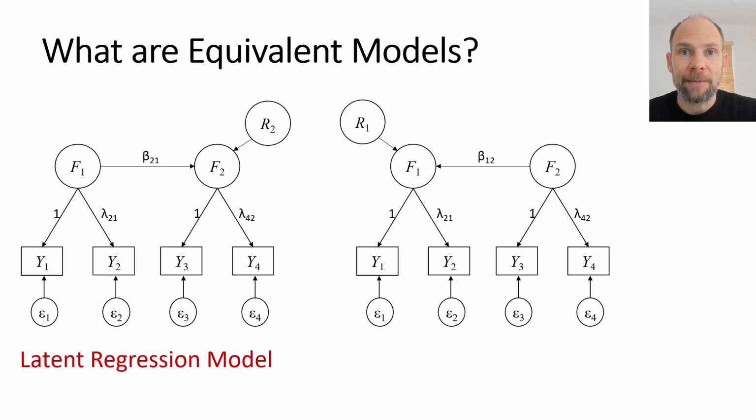It fits the same data set, so you'll get the same chi-square, the same fit statistics, the same residual covariance matrix, residual mean vector if you have a mean structure included. And so there will be no possibility to distinguish between those two models based on model fit. They are equivalent models. They fit the same data equally well. If one fits, the other fits just as well.